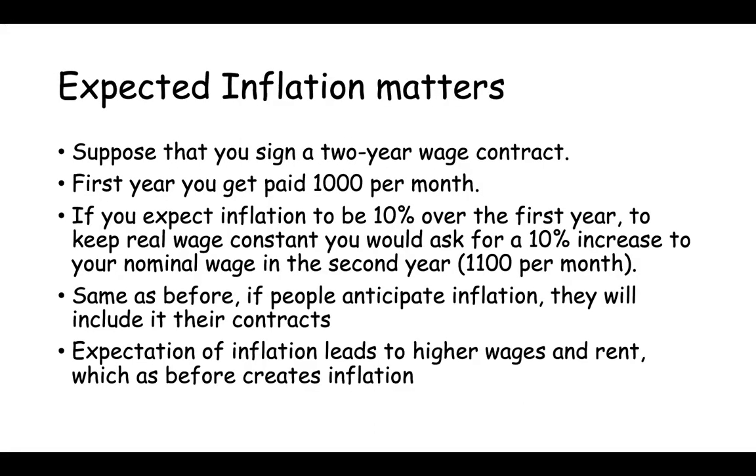Okay, another related point that I want to make is that the expectations that people make about future inflation also are important. And this is another problem of why controlling inflation is so difficult, because let's say you're going to sign a 2-year wage contract. And let's say the first year you get paid $1,000 and you're here in Canada. If you were signing this contract in 2019, and you look at the inflation data, you see, oh, the inflation rate's been about 2% for the previous 20 years. So I'm going to ask for a 2% increase for my second year. That way I keep my real wage constant.